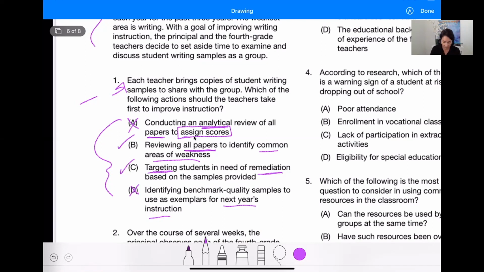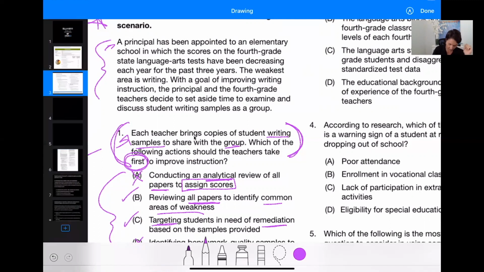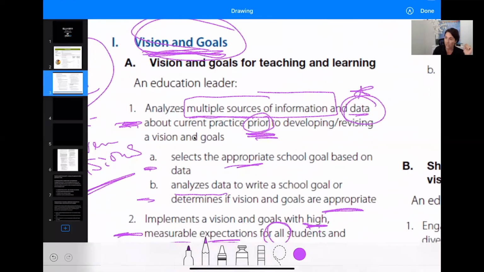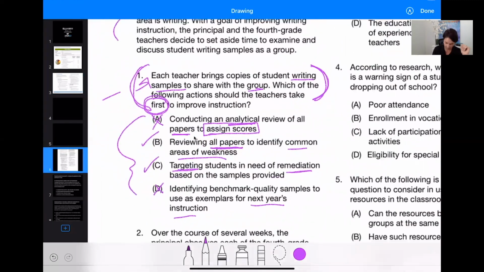Now, you may then start up here, right? A principal. No, let's go to the question stem first, okay? Each teacher brings copies of student writing samples. All right, so there's our data to share with the group, thinking they're PLCs or whatever. Which of the following actions should the teachers take first? First. What did we say happens first? We said that we look at multiple sources of information and data first, right? So which one of these answer choices helps us with that?